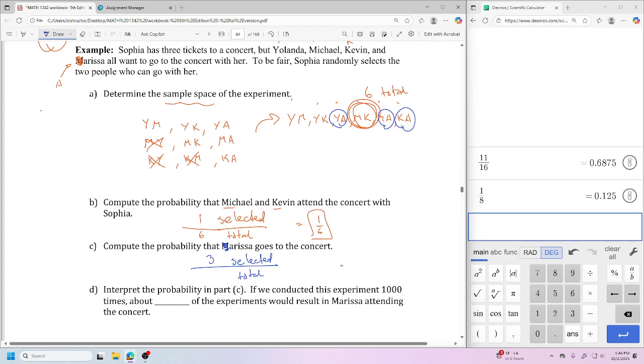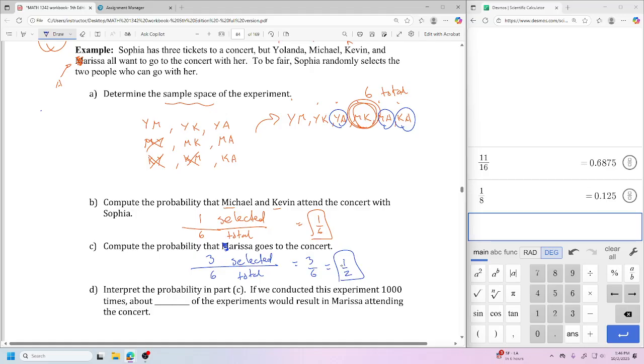3, right? Because Arissa, 3 of them. I'm looking for where there's an A. Cool. Out of a total of 6 once again. 3 over 6. Doesn't that reduce down to something? Perfect. There you go. Boom. Right as you're coming in.